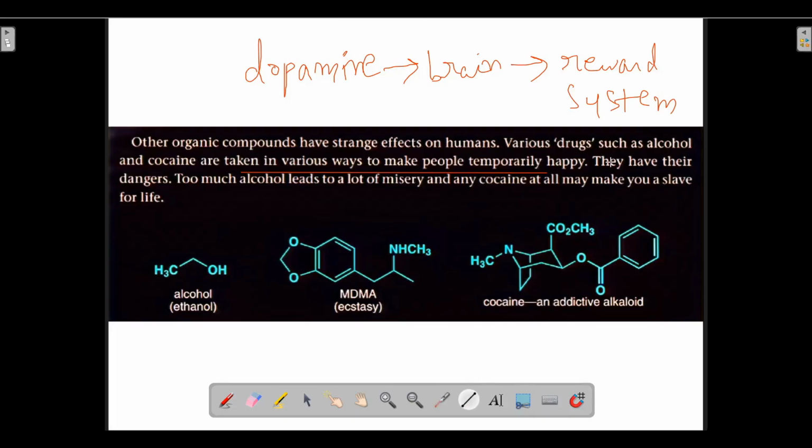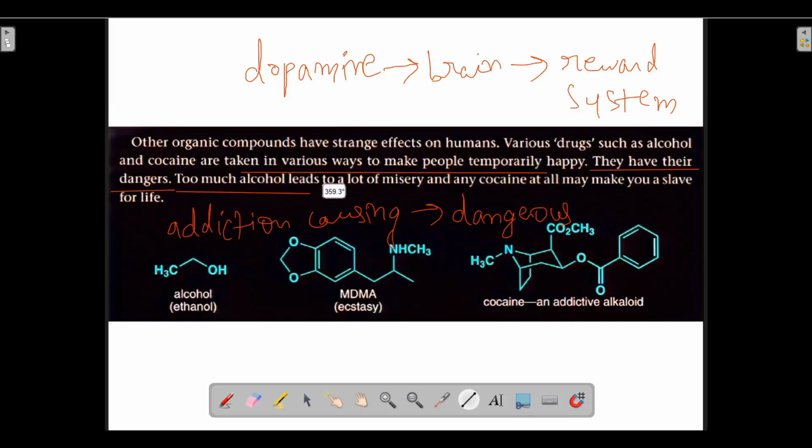Okay, they have their dangers. They are very dangerous substances. They are not normal substances. They are addiction causing substances, and they are dangerous also.